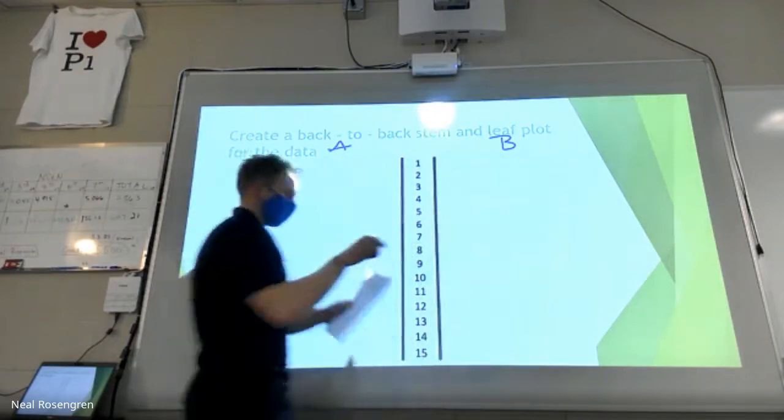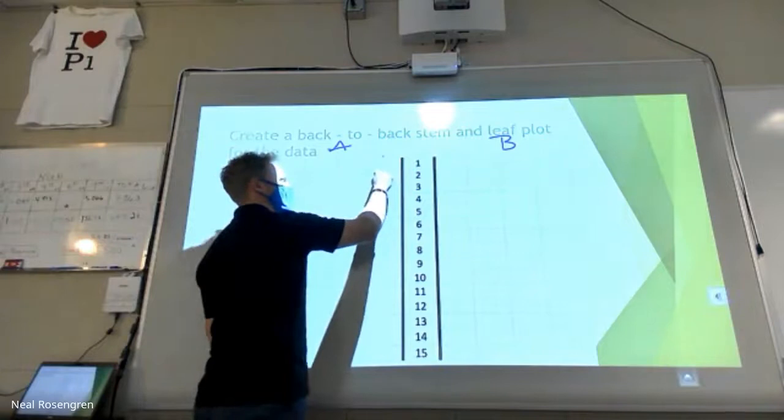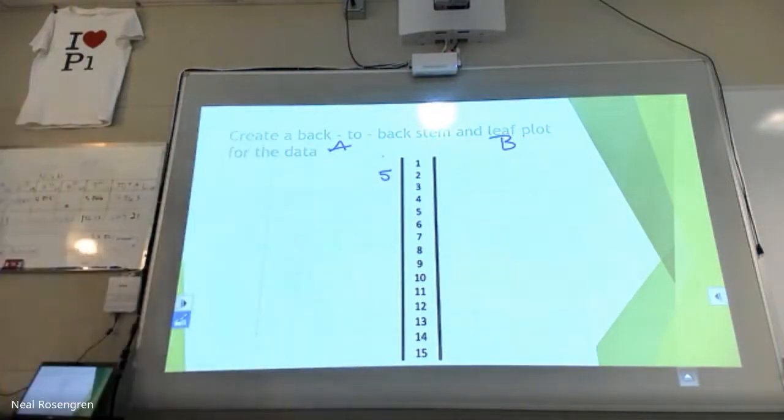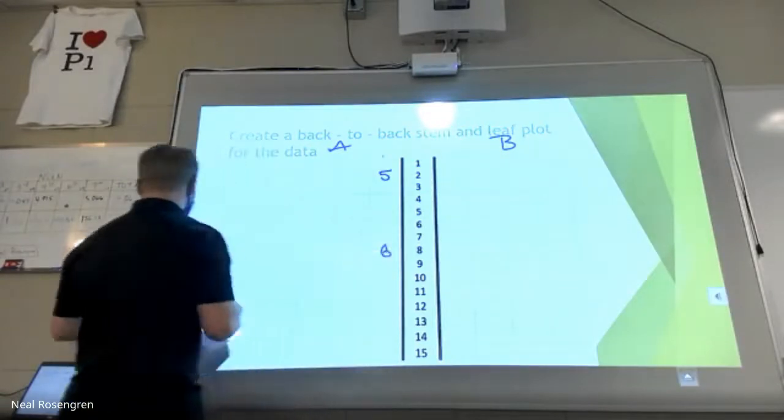So first one, 25. Go to the 2, and then next to that you put the 5 right next to it. I know it's kind of weird because it kind of reads like 52. But remember, it's back to back, so the numbers go this way. Okay, cool. And then 86. So there's a 6 right there.